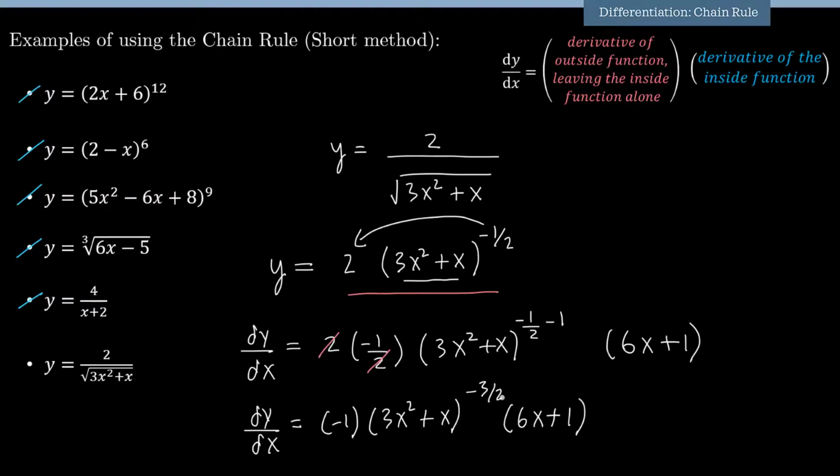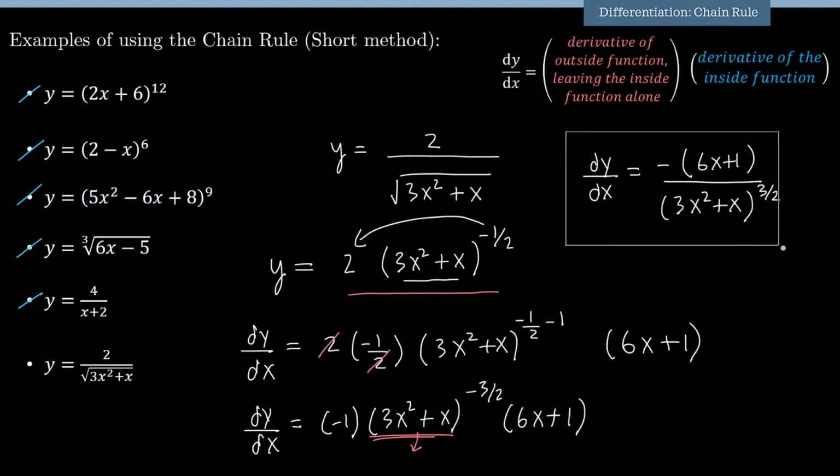In order to make this power positive, I can shift this term to the denominator. So I can write this as dy/dx is equal to negative 1 times (6x plus 1) divided by (3x squared plus x) whole raised to the power of 3/2. This is the answer to the final question.